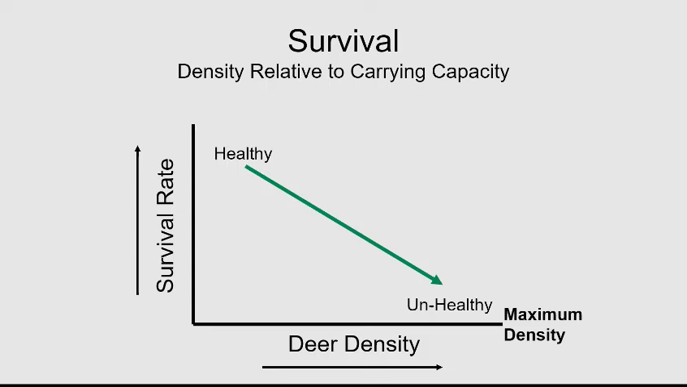And the same type of relationship is seen when we look at survival and how it's affected by density relative to carrying capacity. Survival rate on the left axis, the vertical axis, from low to high. When deer density is low, the deer that are produced, that are living in that healthy vegetative community, are healthy, and their survival rate is very high. As density increases and the quality of the habitat declines, the deer become unhealthy and their survival rate declines.